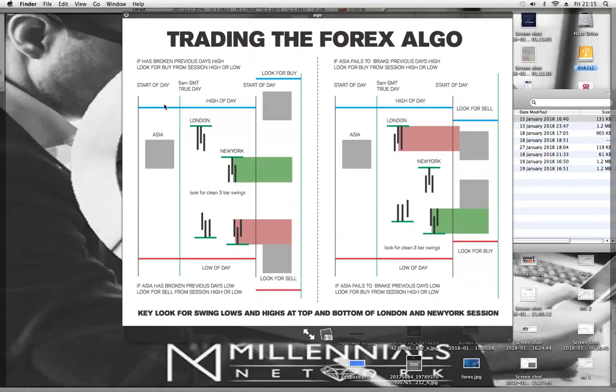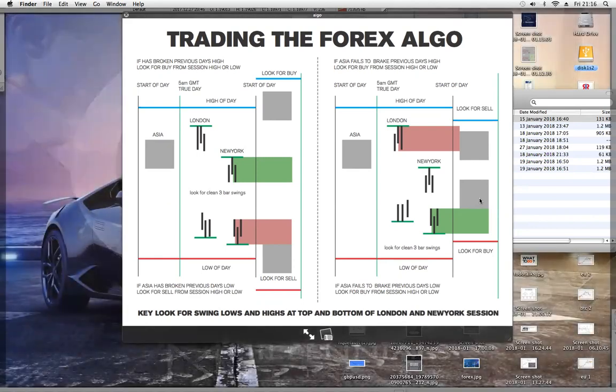So I've been going over. So this is Monday. And then Tuesday breaks the high. We look for retracement into a New York or London order block, 3-bar swing order block, which is called a Cavill block, because Cavill showed me. And then it goes higher. It breaks the low, we're looking for sells. But if it doesn't break the high, we're looking for sells. And if it doesn't break the low, we're looking for buys. So it's 4 scenarios. That's simple, isn't it?